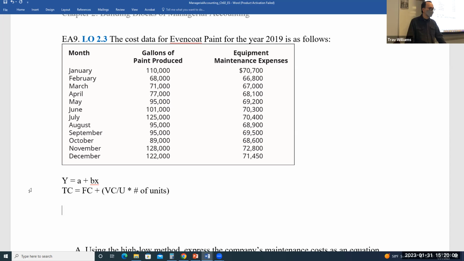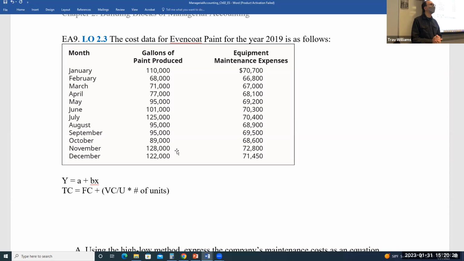What do you think? What looks like the highest month? November. How about the lowest month? February. Okay. So what we do is we're going to use the data only from those 2 months. And we need a different formula.